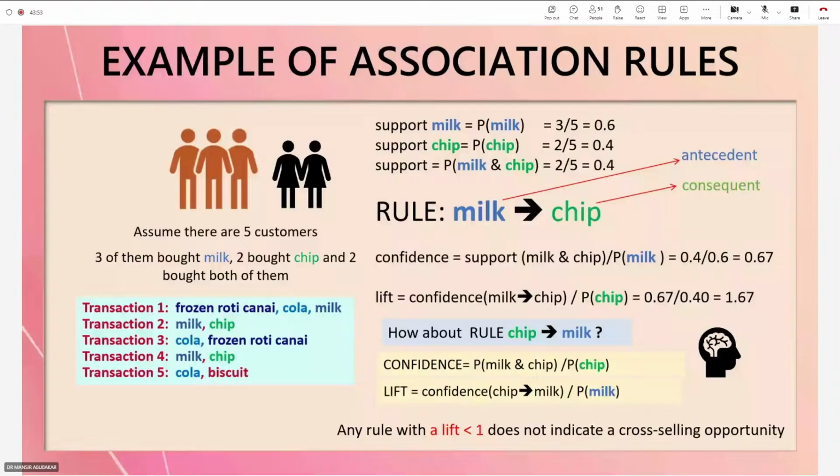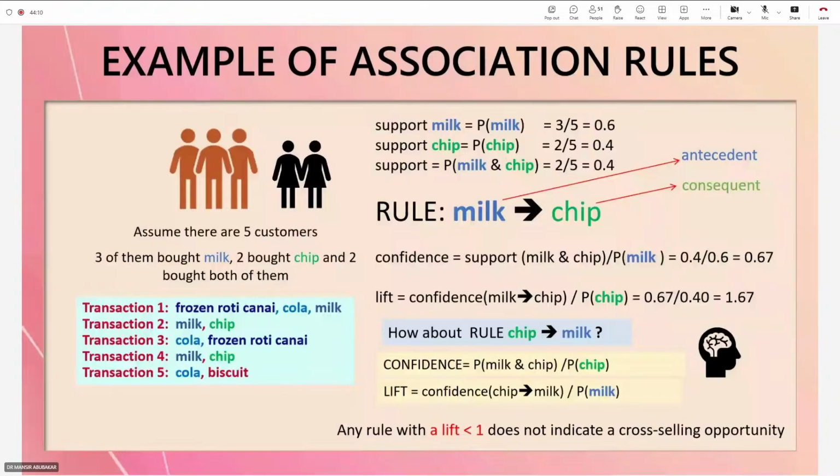So we always want a rule to be more than 1, or 1 and above, which is the correlation that shows the strong correlation between the items. We'll see when we come to discuss in the lab how all this can be calculated.